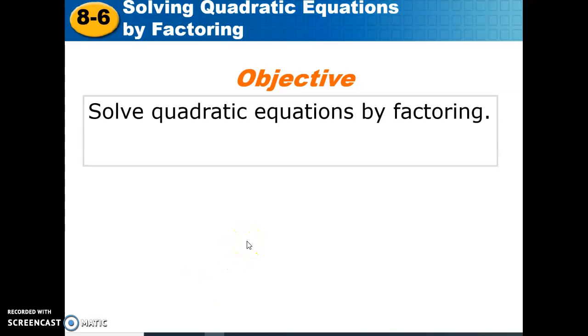Good morning. We are jumping ahead a little bit here in our book. We have 4 different ways to solve quadratic equations. The first one is through graphing.